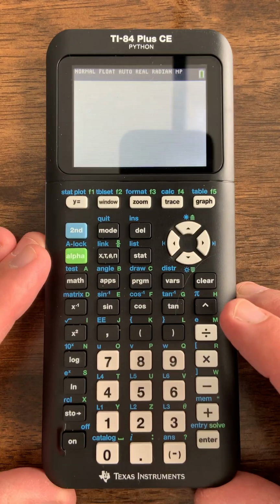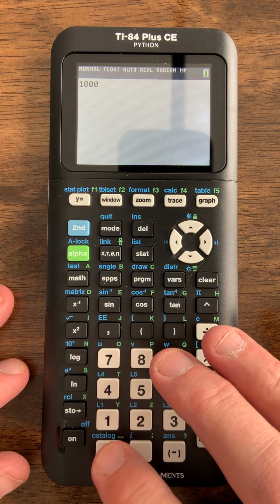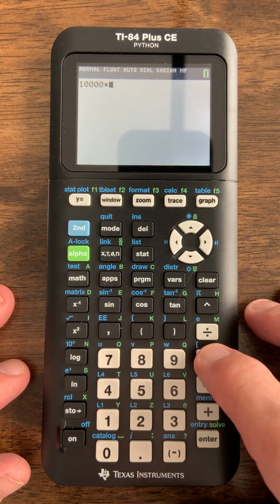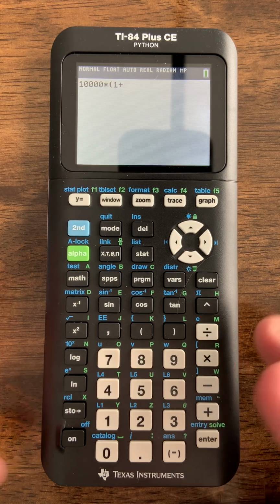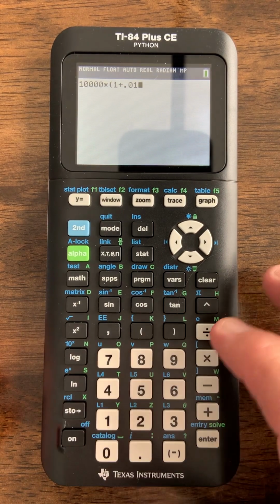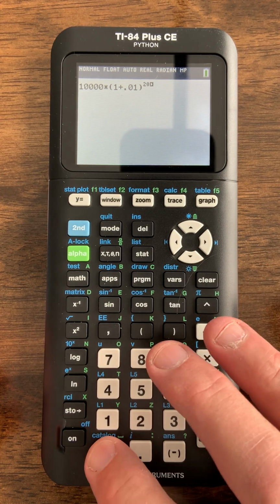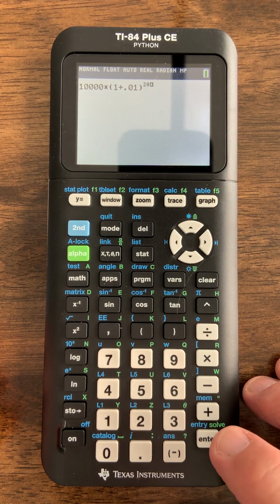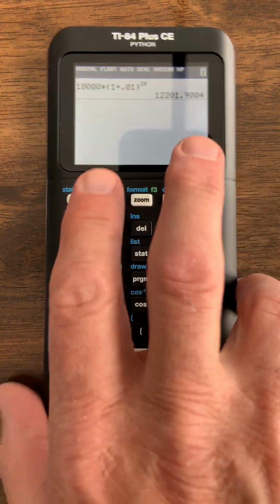First, we want to clear it. So 10,000 times the quantity 1 plus 0.04 divided by 4, which is 0.01, close the parentheses, and then raise that to the 20th power. And we hit enter. So we're getting $12,201.90, so a little bit more money by compounding quarterly.